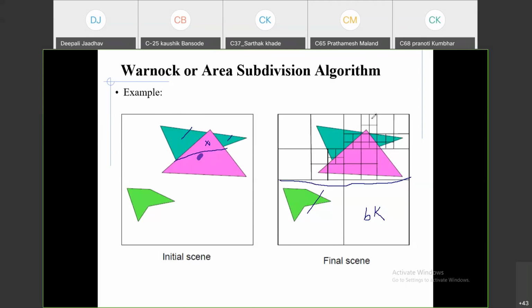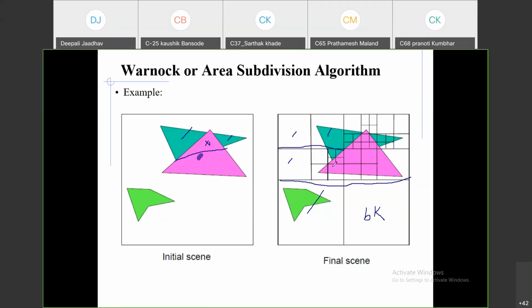Now when we start with this area, it has two polygons, so it is not possible to give a direct color. So again it is divided into four parts. This one has the background color, this one has the background color. When we observe this area, it has a single polygon, green color. So problem solved. But in this one again there are two different polygons in this area, so it is not possible to give the direct color. So again it is divided into subparts.